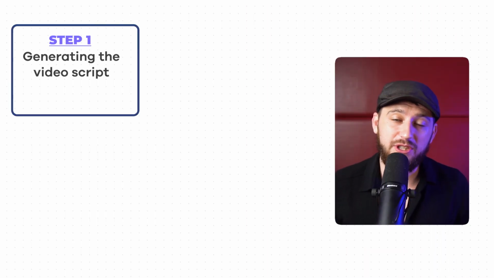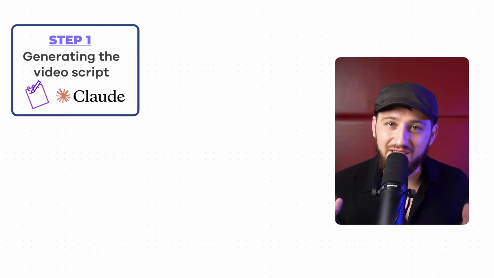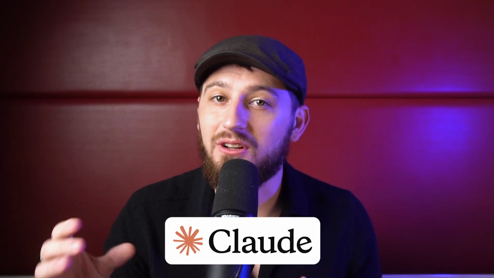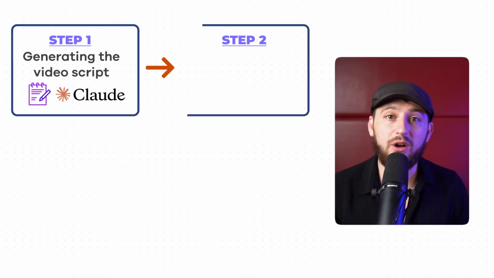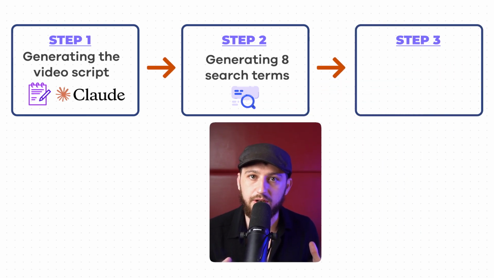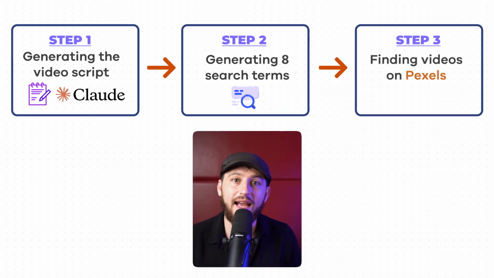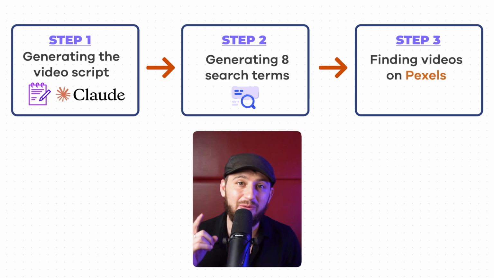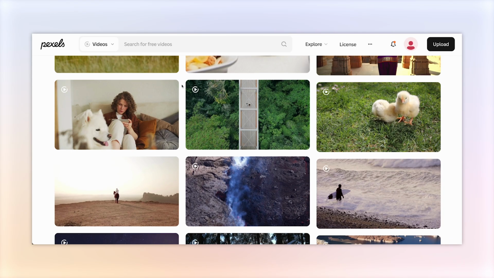First, we're going to generate the YouTube script. In order to do this, I'm using Claude. You can use whatever AI that you want, but I find that Claude makes better quality scripts. Next, we need to generate the videos. In order to do that, we're going to first generate 8 search terms. Then we're going to take those search terms and use Pexels API to find some pretty high quality videos that we can use in our shorts. Pexels has a really good API that's free, and their videos are pretty decent.